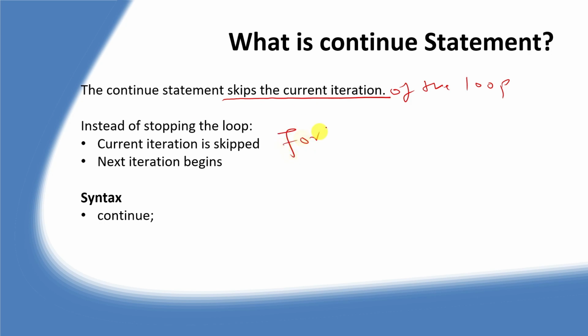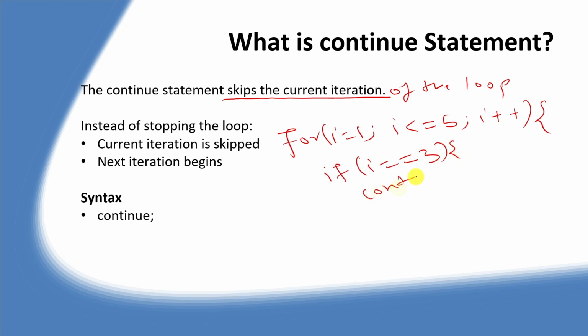So let's say we have one loop for i = 1, i <= 5, i++, and inside it, let's say, if i == 3, then continue, and let's say we are printing, println, here some printing, i.